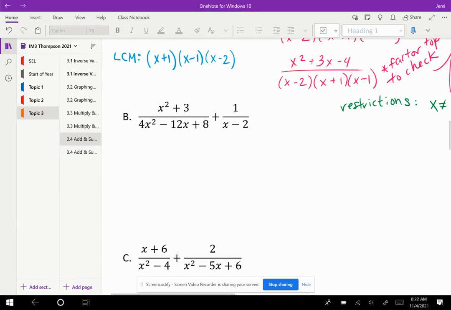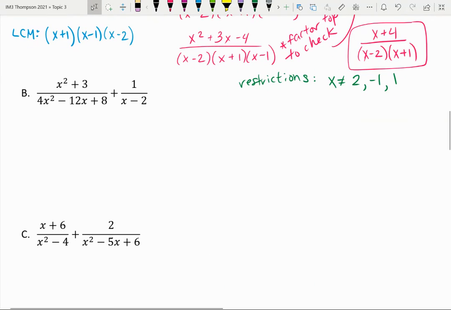Okay, so continuing with problem B. Here, the first thing that we have to do is factor the denominator. So the right-hand side fraction is nice. X minus 2, I don't have to factor that. But on the left-hand side, I do have some factoring to do.